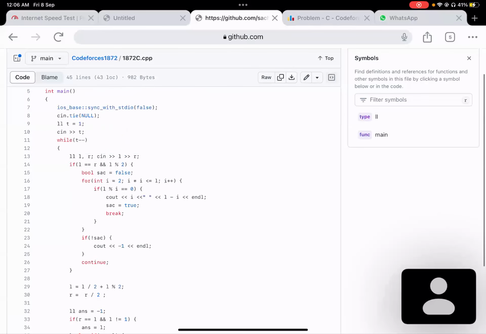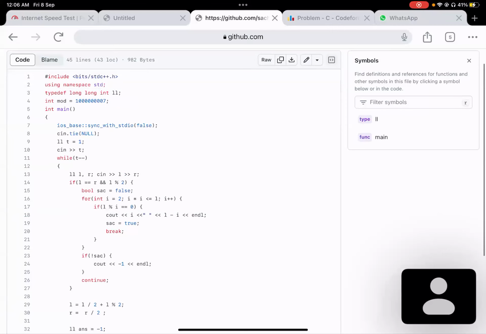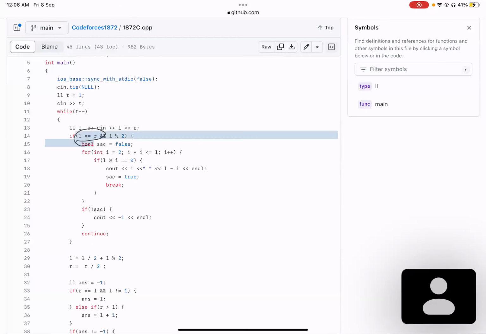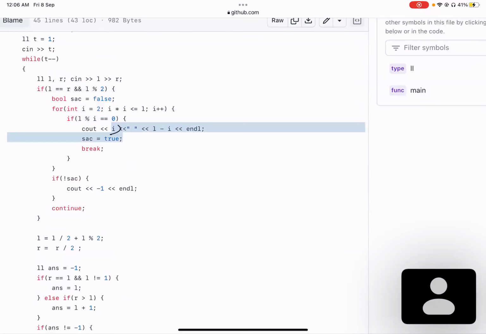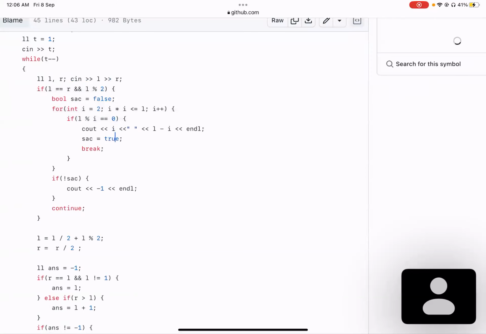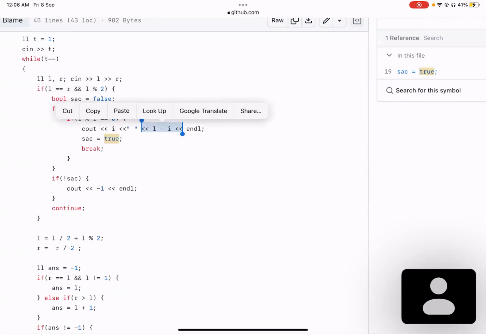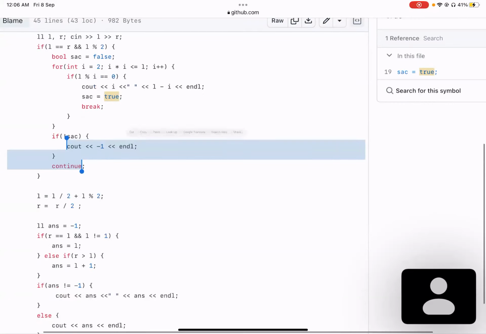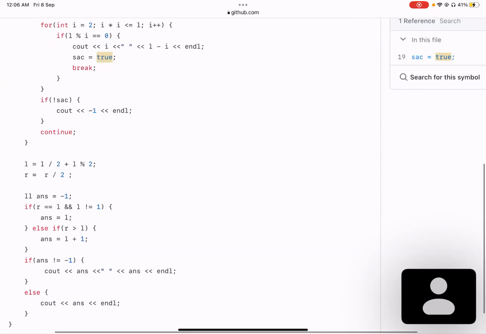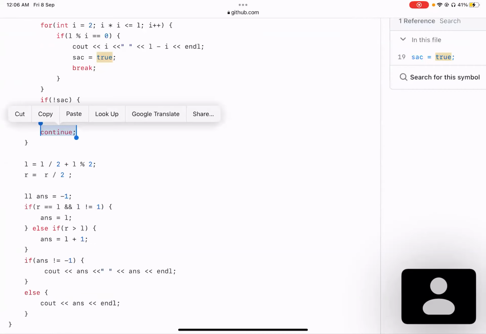So basically we have solved this part. If L is equal to R, we just found a factor of it. If we found a factor, then we can take that factor and L minus the factor, so that the sum becomes L. And if we didn't find it, then we just return -1. In case we found it, we will continue, because we have already written the answer.